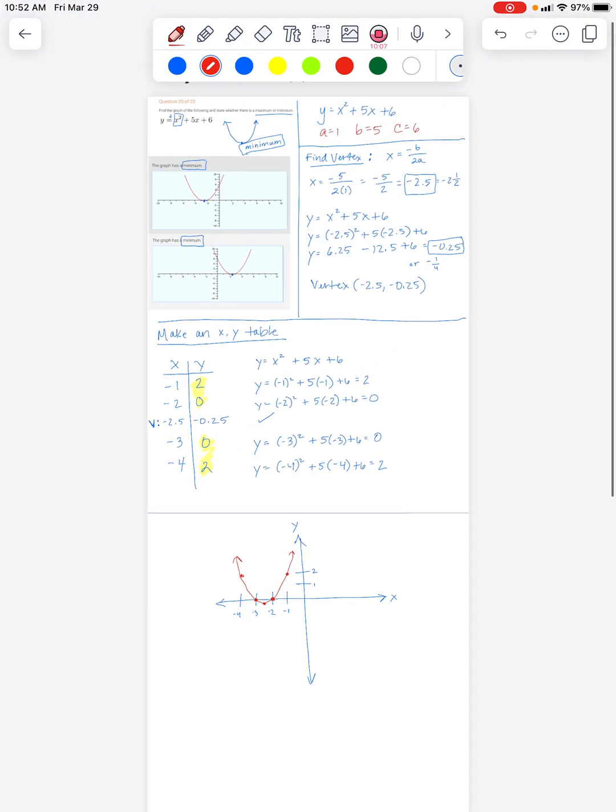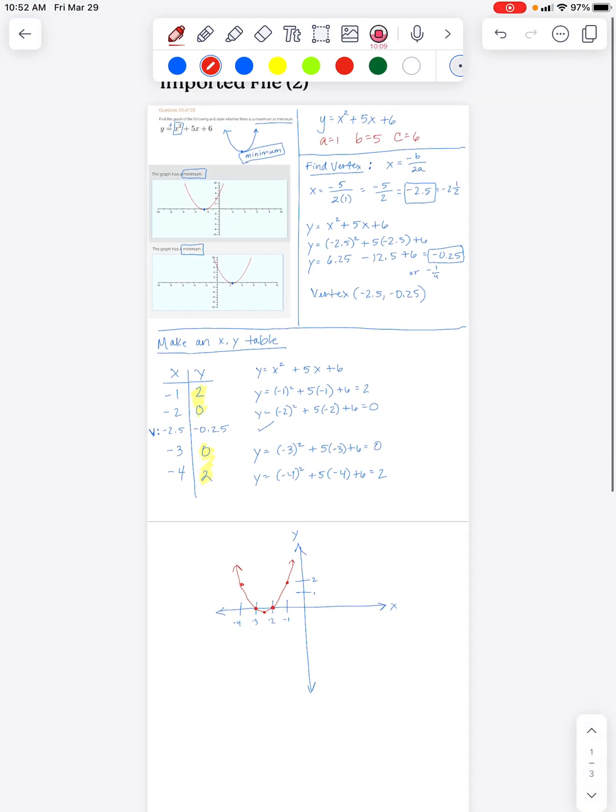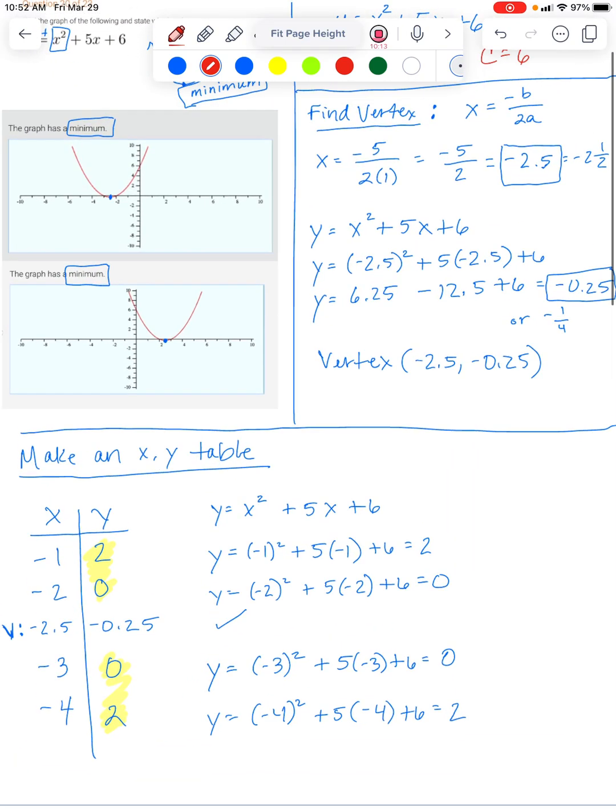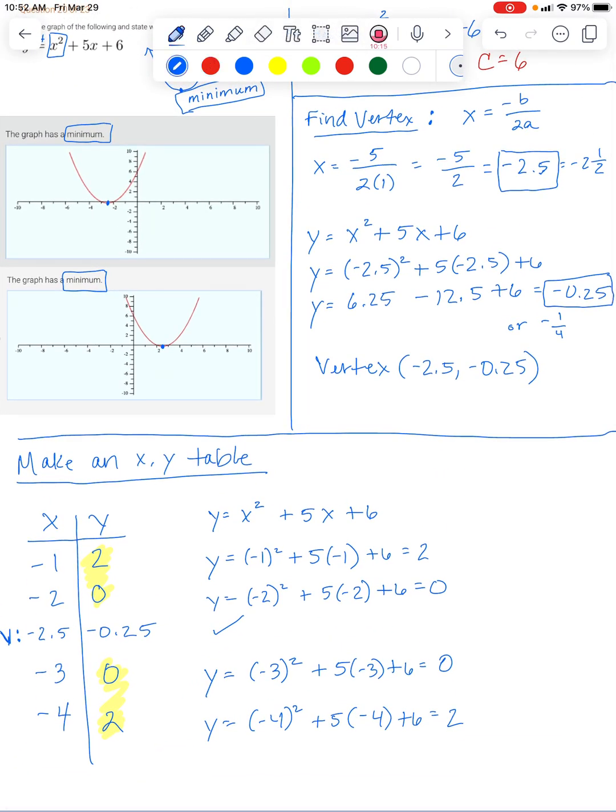So if we go up and we try to figure out which one that looks like, it is to the left of the y-axis. And so it looks like the correct answer would be this one right here. The graph has a minimum and it is to the left of the y-axis. And I do hope that that makes sense.